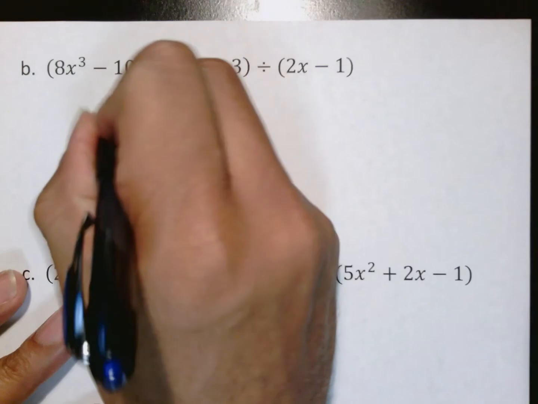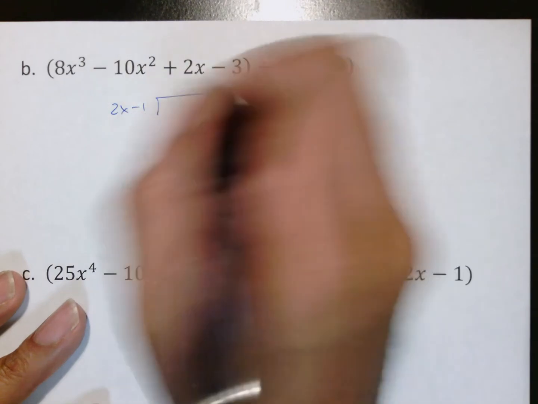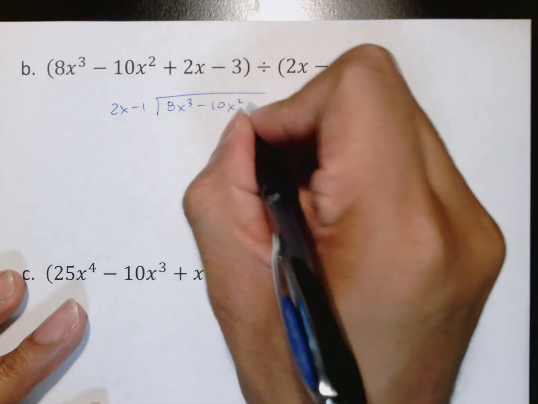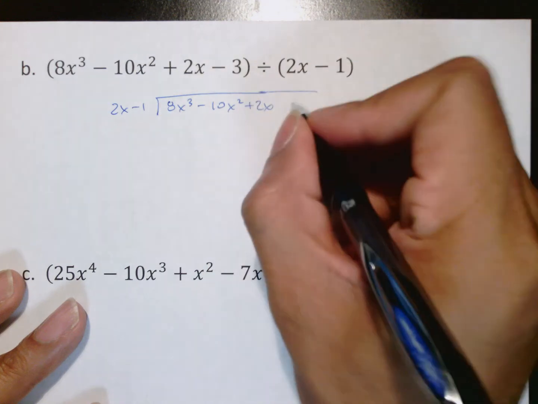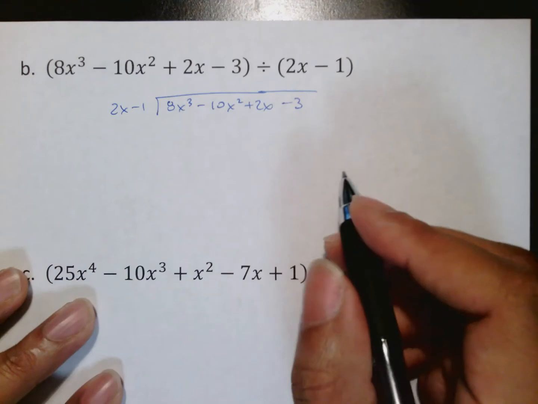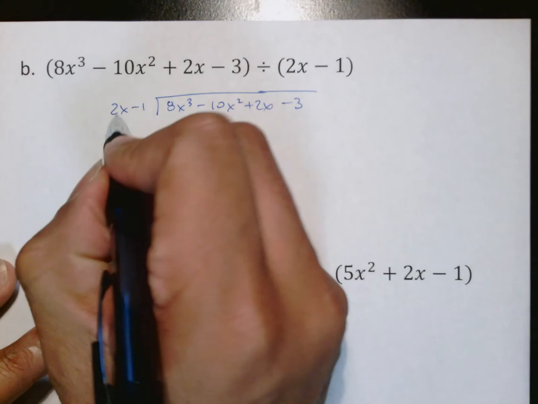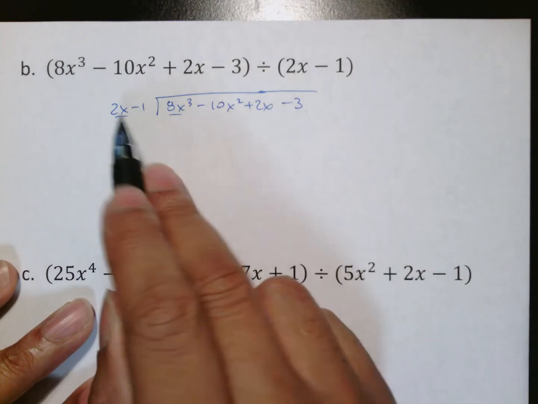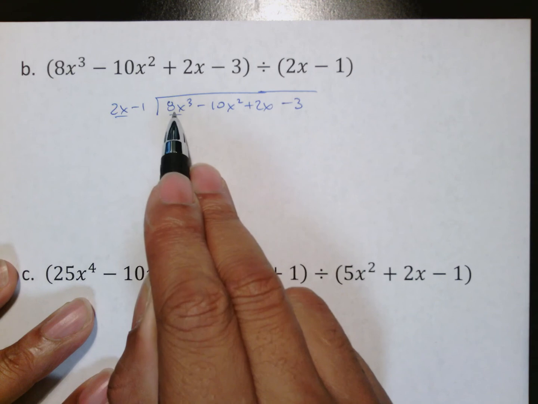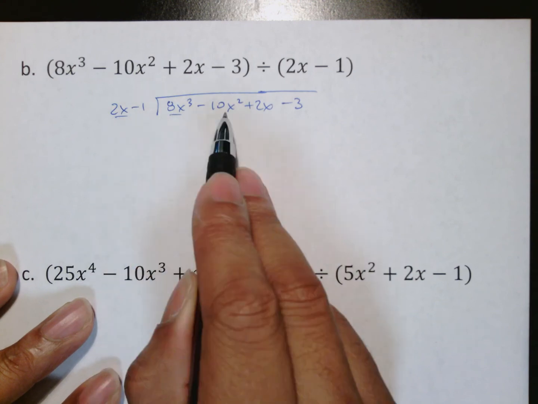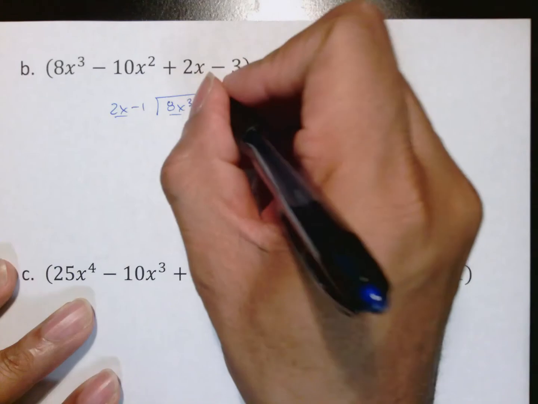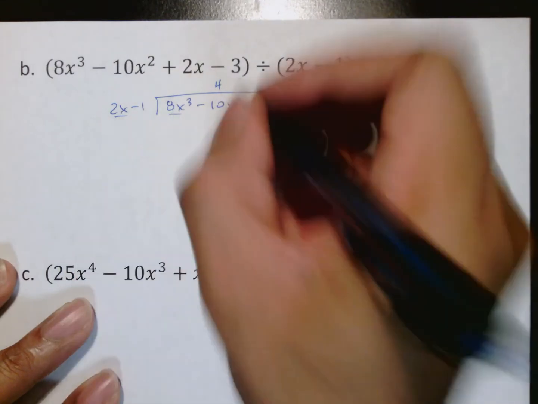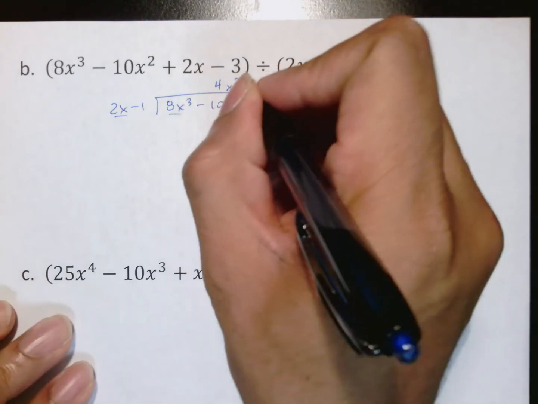Again, 2x minus 1 goes on the outside, 8x to the third minus 10x squared plus 2x minus 3 goes on the inside. Once again, we have the lead terms being here and here, and our job is to look and say, what do we need to do to this to make it match that? Again, there are two terms, so you need to start here. First thing you need to do is multiply by 4, and notice this has 1x, that has 3, and so you need 2 of them.